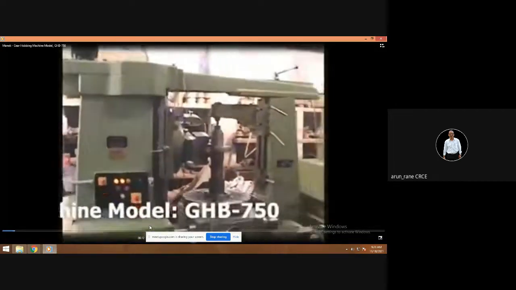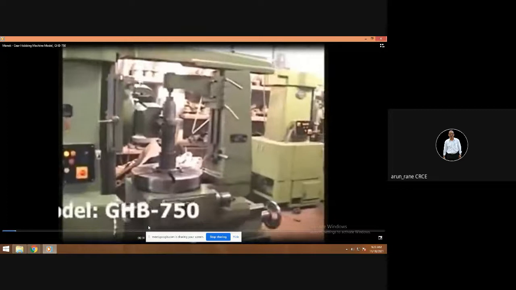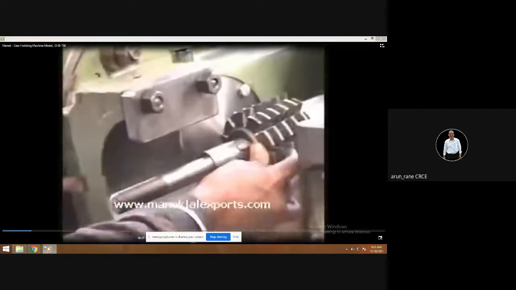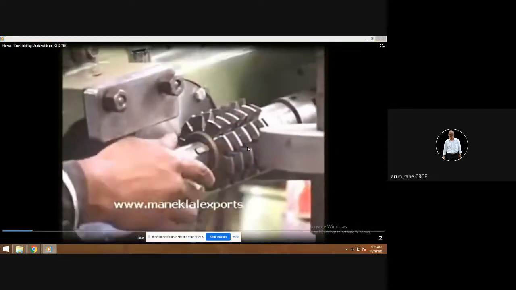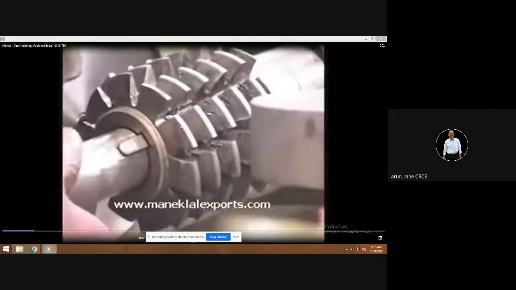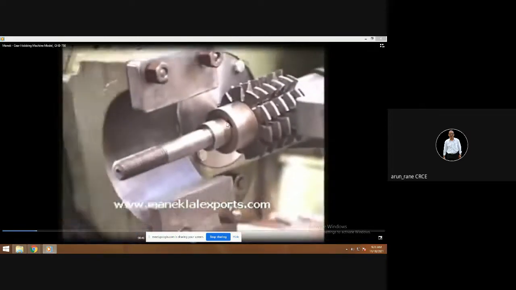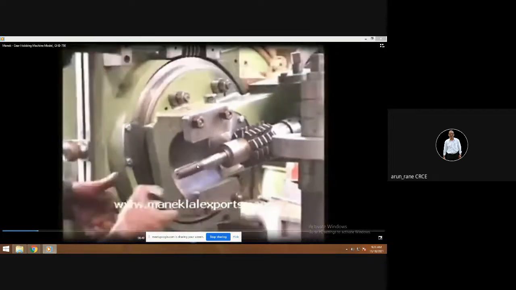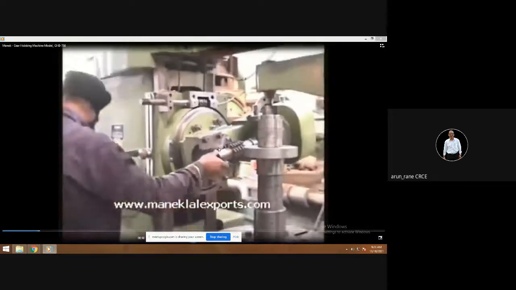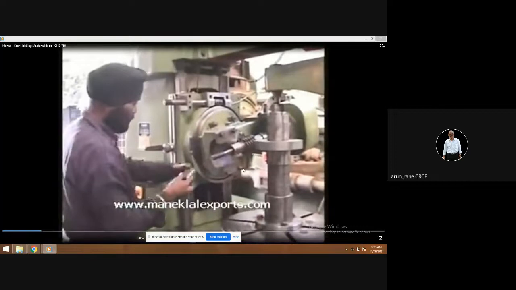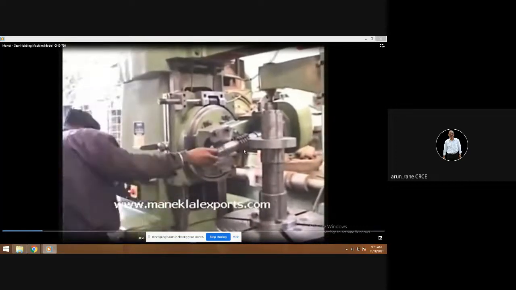Again, this is a gear hobbing machine. This is your gear blank and this is your gear hob, that is the cutter. This is the key. These are your bushes. This is called the arbor. Now he is doing the setting. He is setting up the gear hob.